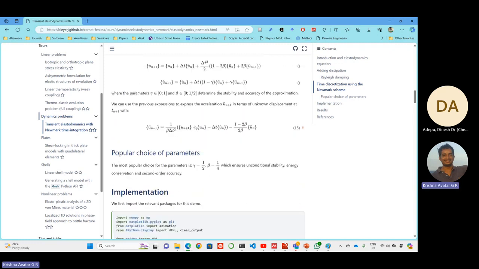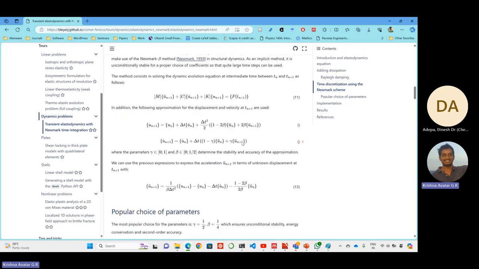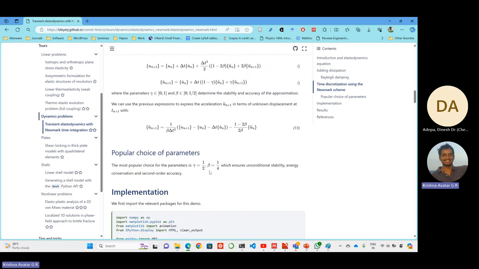From this equation here, we can express u double dot n plus 1 in terms of u_{n+1}, and then put it here. Likewise, for u dot n plus 1, we can take everything out from here and put it back here. Then this entire equation will be in terms of u_{n+1}. So we solve for u_{n+1} and then use these expressions to get u double dot n plus 1 and u dot n plus 1. That is the process we have to do while using the Newmark beta method.